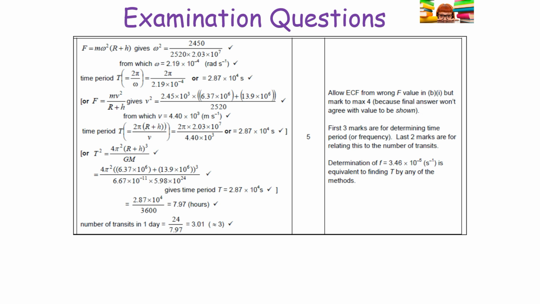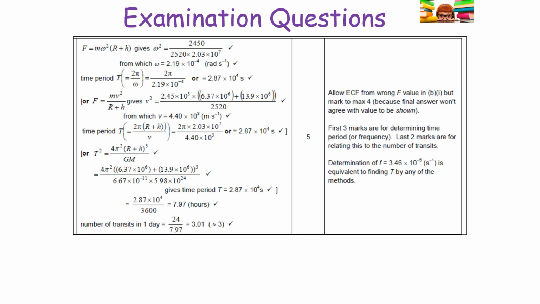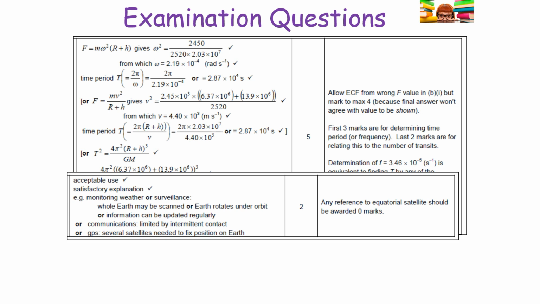Now the next question is asking what could we use a satellite which has, if you notice, a circular polar orbit, what could it be used for? Well, it can be used for anything such as monitoring weather or surveillance or GPS or communications. But remember, if you say communications, the issue is it's intermittent contact, because it's not always over the same point on the Earth's surface. Or if you're going to use GPS, you would say you need to have several satellites in a network to continually be scanning over the Earth at all times.